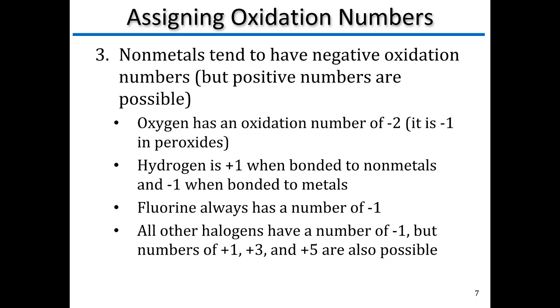Our third rule: nonmetals tend to have negative oxidation numbers, but we can have positive numbers as well. Generally speaking, just like nonmetals like to form negative ions, they also like to have negative oxidation numbers. Here are a few key ones. Oxygen has an oxidation number of -2, and the only time it's going to have something other than -2 is in peroxides.